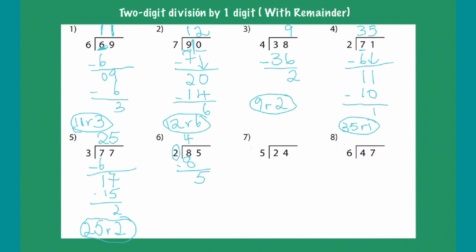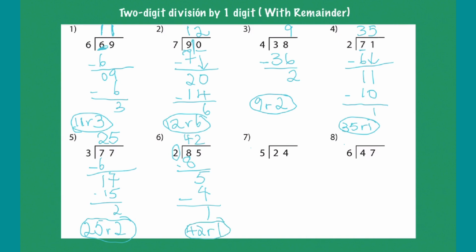And then how many 2s fit into a 5? That's fairly simple too. 2 times 2 gives me a 4. So that's 5 minus 4. That gives me a 1. We have nothing to bring down. So the final answer is 42, remainder 1.